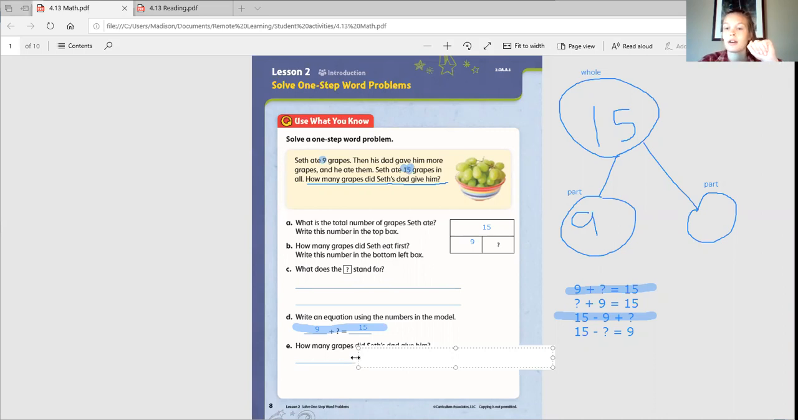So start with me. We have 9, 10, 11, 12, 13, 14, 15. That's where I have to stop because that's my whole number, my big part. And now I'm going to figure out how many fingers I use to get there. 1, 2, 3, 4, 5, 6. 6, which means my answer has to be 6. And this 6 means that Seth's dad gave him 6 more grapes after he had already eaten 9 to make his total of 15 grapes eaten.